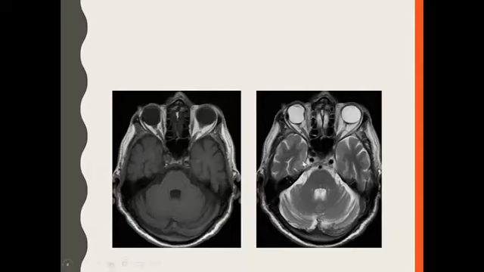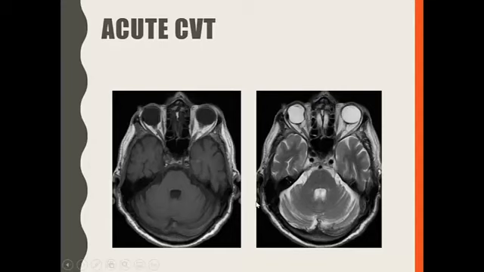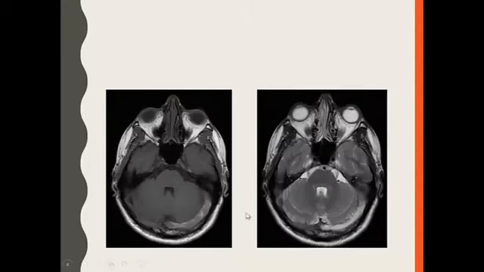A T1 and T2 weighted image showing a thrombus of the left transverse sinus, which is isointense on T1 and hypointense on T2, so it is acute thrombus. This is another patient, also T1 weighted image and T2 weighted image showing thrombosed left transverse sinus. The thrombus is hyperintense on T1 and hyperintense on T2, which means it's a subacute thrombosis.